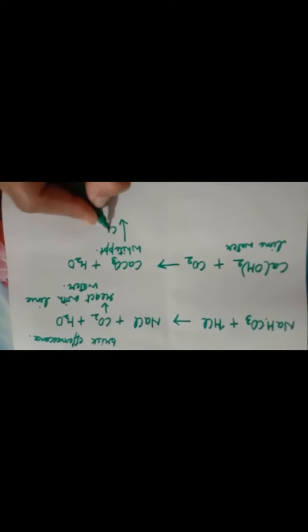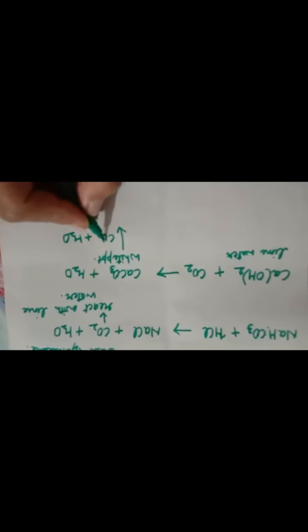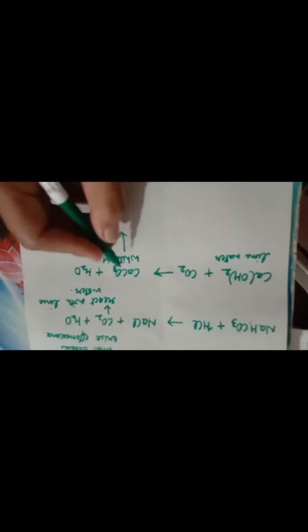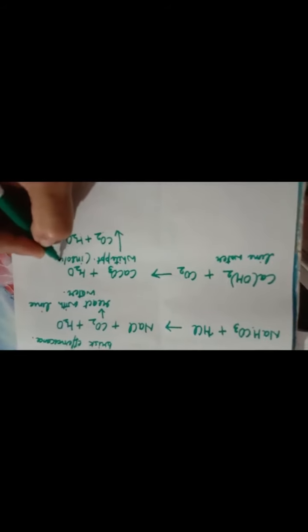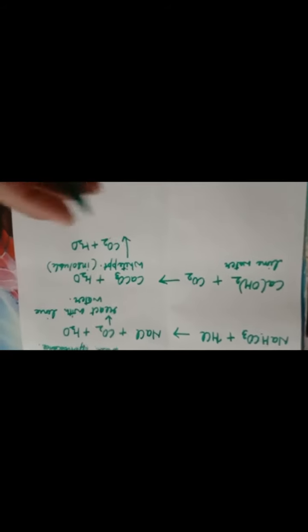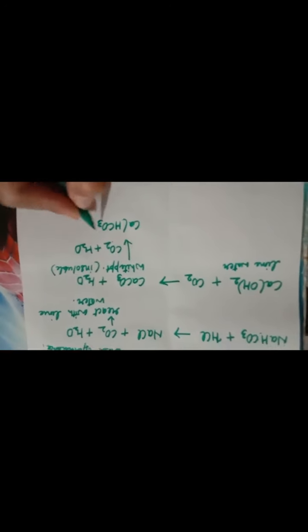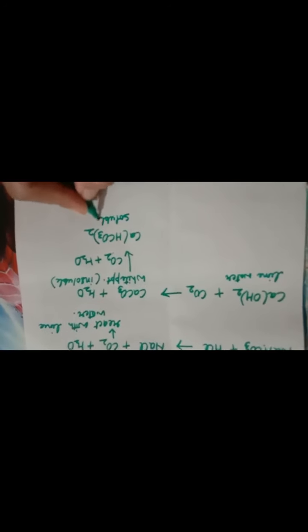If in addition to this, more carbon dioxide is added in the presence of water, meaning an excess of carbon dioxide is added in this reaction, then the calcium carbonate white precipitate, which is insoluble in water, gets converted into calcium bicarbonate, which is soluble in water.